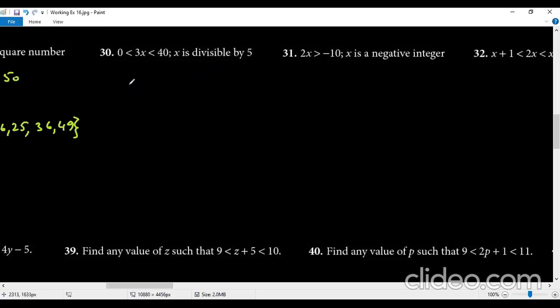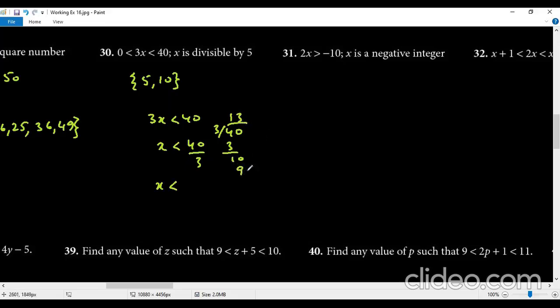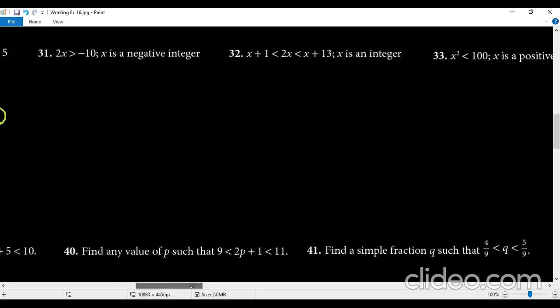Next, it is divisible by 5, and there are two inequalities given here, so directly I can say the numbers are going to be 5 and 10. If I solve this inequality 3x less than 40, that means x is less than 40 divided by 3. If I divide 40 by 3 to understand, 3 times 1 is 3, 1 remainder, 3 times 3 is 9, so 13 is the number, and all the numbers should be less than 13. So 5 and 10 are the numbers which are divisible by 5.